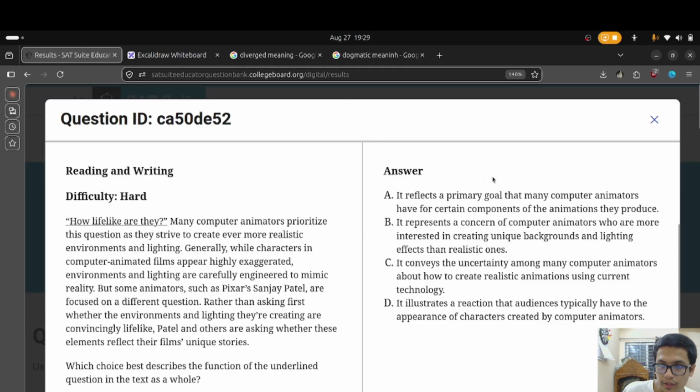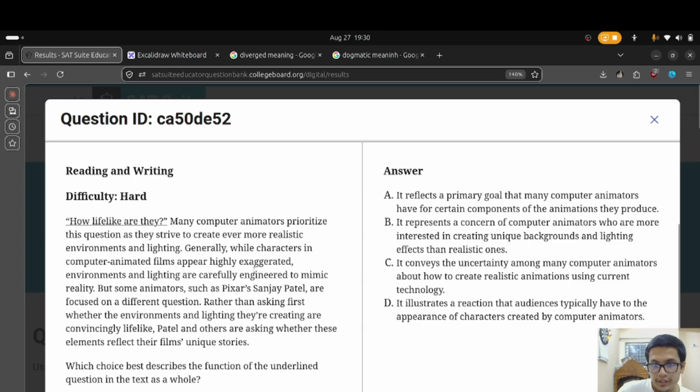Option A, it reflects a primary goal that many computer animators have for certain components of animation. It won't be option A. Option B, it represents a concern of computer animators who are more interested in creating unique backgrounds and lighting effects than realistic ones. Interested in creating unique backgrounds, it isn't mentioned here. Oh, another thing: if the option is not mentioned in the passage, you will not focus on it.